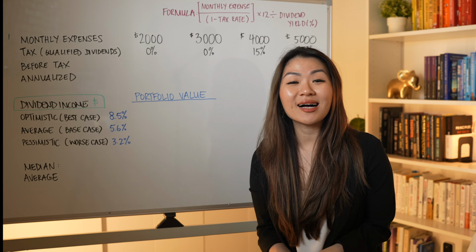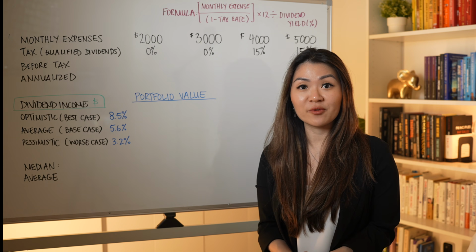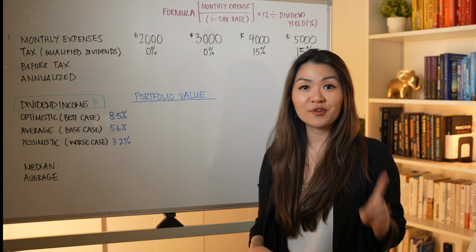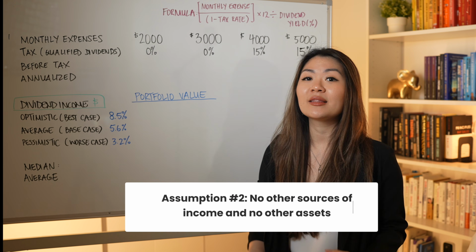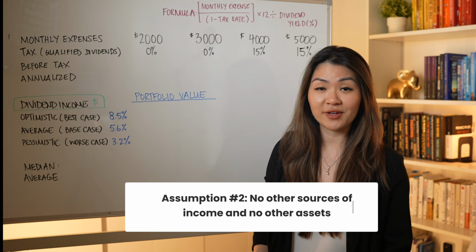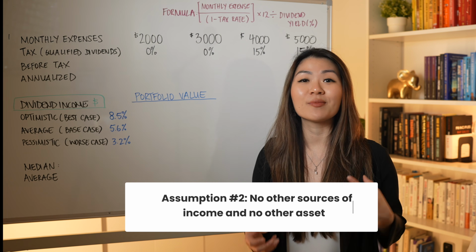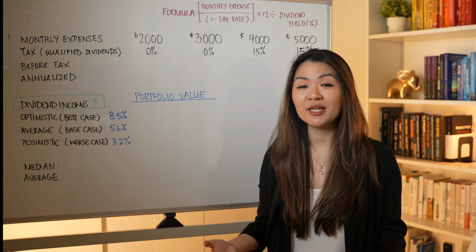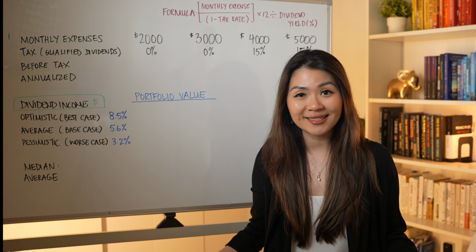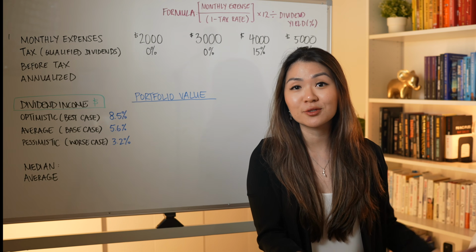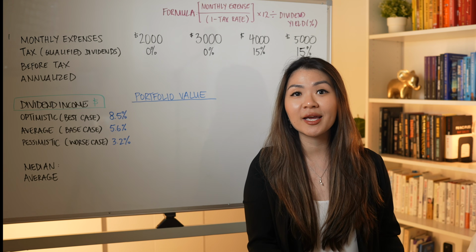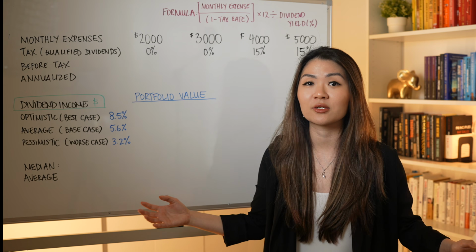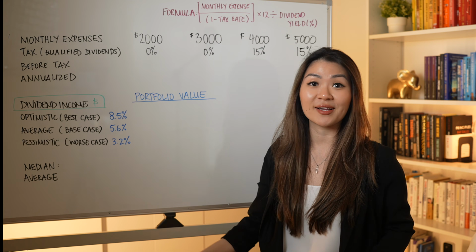A couple more assumptions that I want to state before we get into the calculations. The first is that we're going to assume that you don't have any other sources of income. The question is, how much money would you need in a dividend portfolio to be financially free, assuming that that's the only assets that you owned? So no other sources of income, you're not working, you don't own rental property or anything else. So it's a very zoned in and specific calculation.